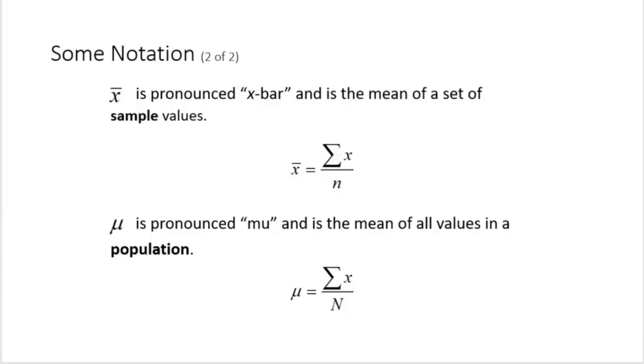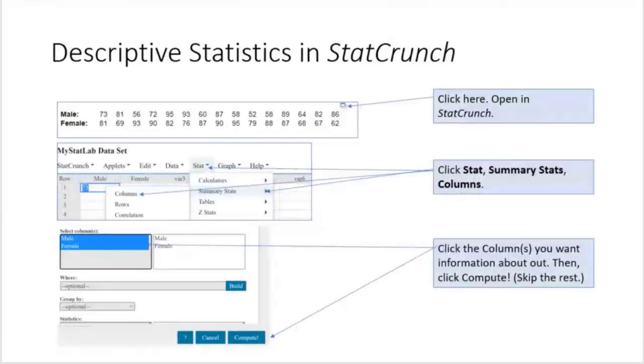But once you learn it, it is faster to write this symbol than it is to write the word population. Now, the next couple of slides are really not about the information. It's about how to help you on your homework. So these are probably pretty important slides to you. When you're in StatCrunch, this is a slide you might want to pause on or take a picture of.